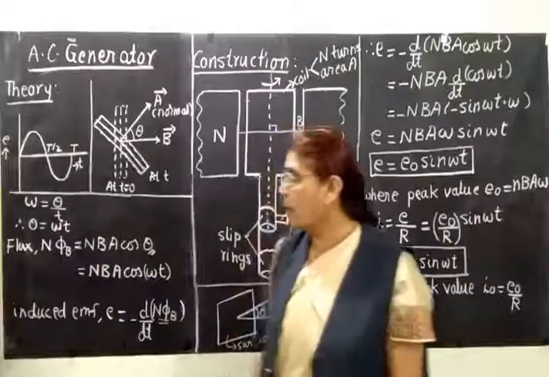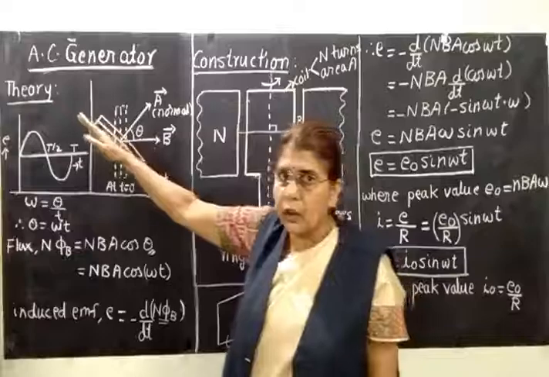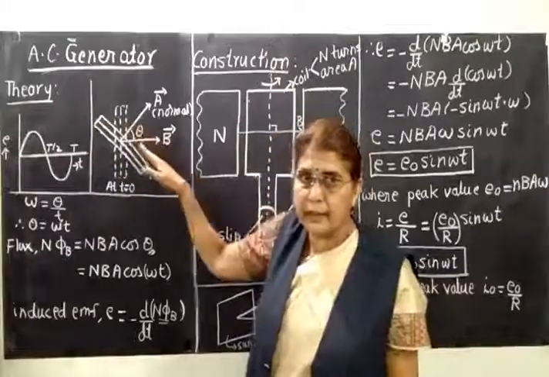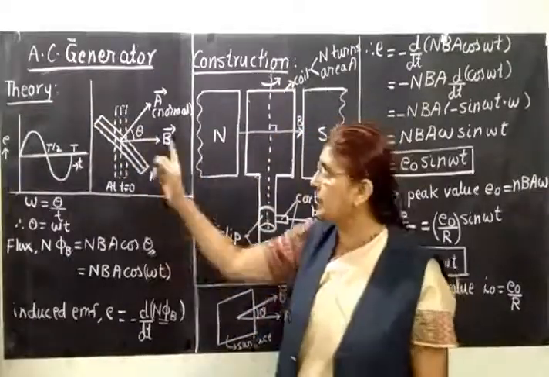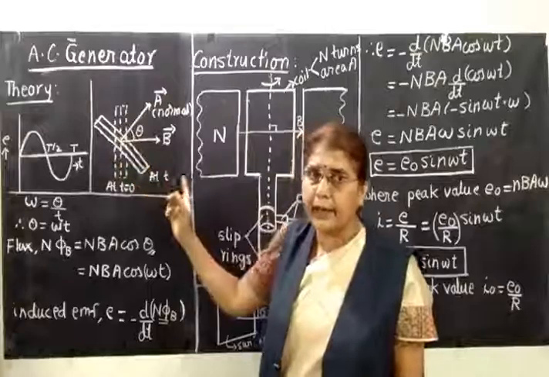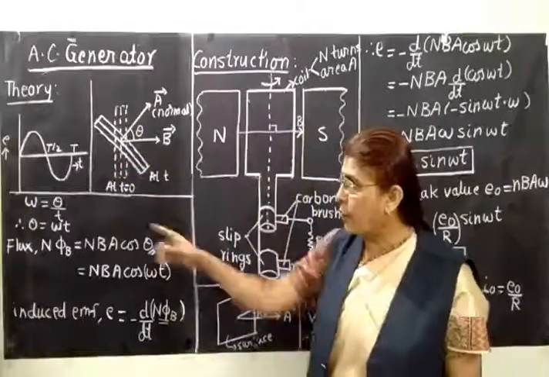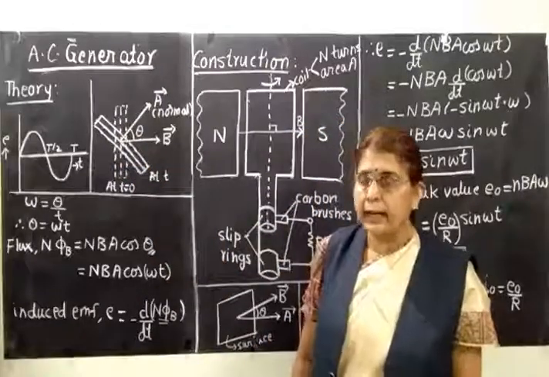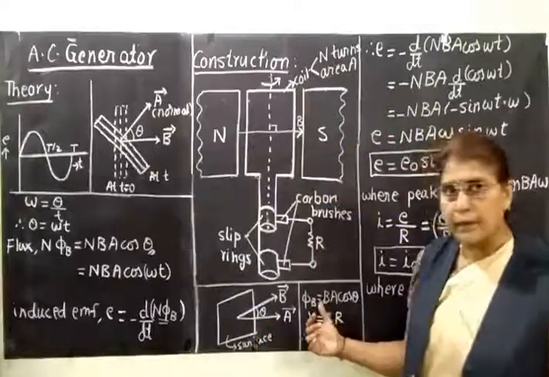Now let us find out what is the flux linked with the coil in this deflected position. This is the new position of the coil in which it has turned through angle theta in time t. So to find out the flux linked with the coil, let us make use of this expression.